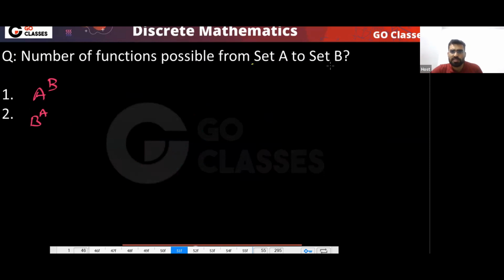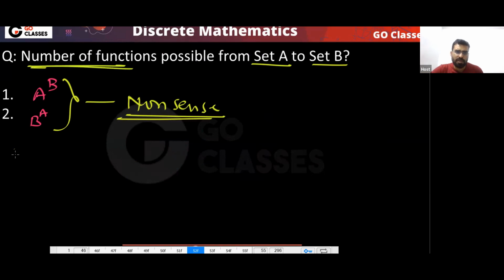Number of functions from set A to set B. What is that? So none of them is correct. These are just nonsense. Remember, these are just nonsense. The number of functions will be cardinality of B power cardinality of A. This will be the correct answer.